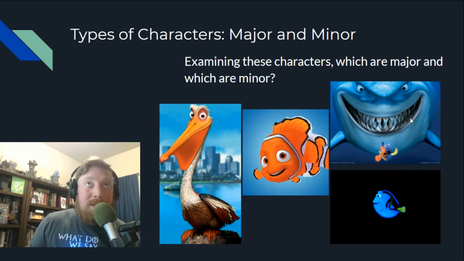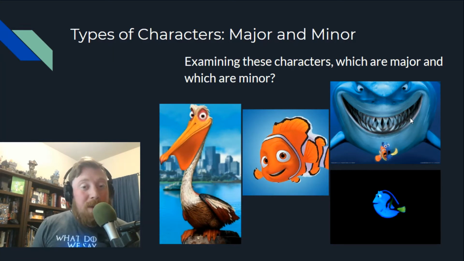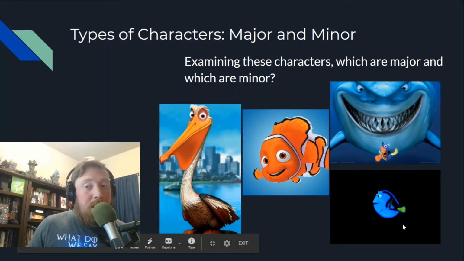Now, we do get to see them at the end, and we get to see everyone happy because it's one of those happy sort of films, but that doesn't mean that the conflict revolves around them. They are only helping the main characters move the conflict forward. And the main characters, of course, are Nemo, our title character, and Dory down here, right? So we have Nemo and Dory, who are major characters, Bruce and Nigel, who are minor.